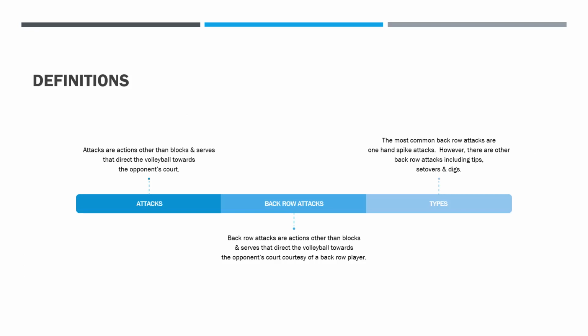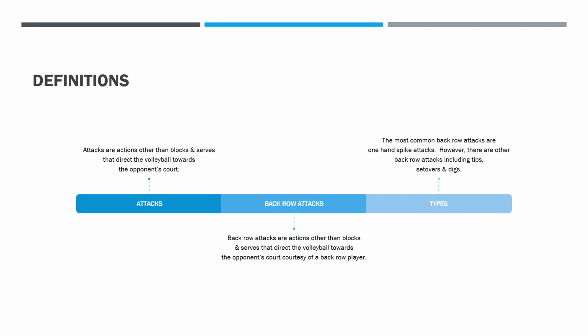Before we get into the meat and potatoes of this training presentation regarding back row attacks, let's look at some definitions. Let's remember that attacks are actions other than blocks and serves that direct the volleyball towards the opponent's court. Now that takes us into back row attacks, which are attacks. Again, just like regular attacks, they are actions other than blocks and serves that direct the volleyball towards the opponent's court. However, back row attacks are courtesy of a back row player.